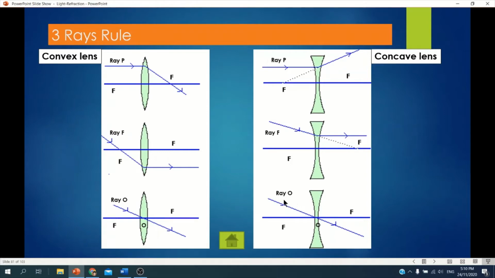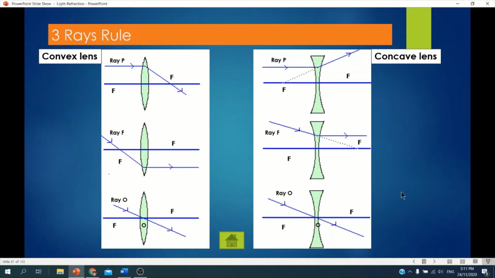Okay. The third one is ray O. Ray O is a ray that passes through the optical center O, and it just goes straight through without bending. Okay, so we learn up ray P, ray F, and ray O. See the difference between concave lens and convex lens. The ray P, ray F, and ray O of concave lens and convex lens, they are different. Okay, for convex lens, it's refracted towards F. For concave lens, it is refracted from F, diverge from F.